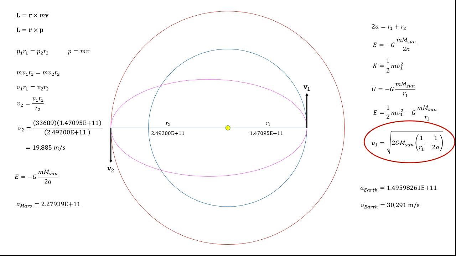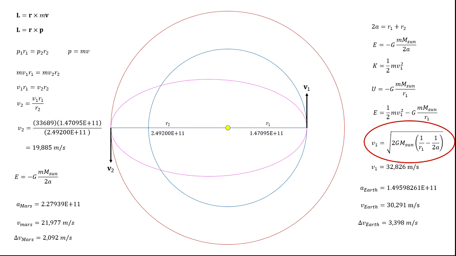The semi-major axis of Mars is 2.27939 times 10 to the 11th. If we plug in the semi-major axis of Mars and the distance at aphelion into the vis-viva equation, the orbital speed is 21,977 meters per second. The change in velocity, or delta velocity, v, required at Earth is 3,398 meters per second.